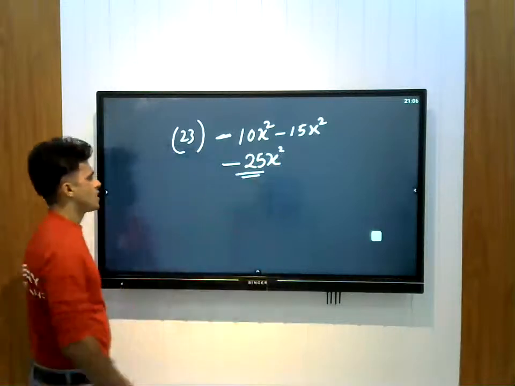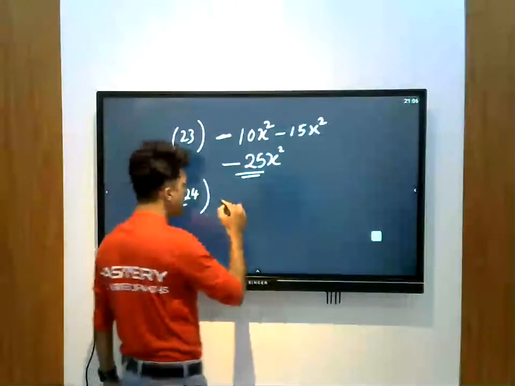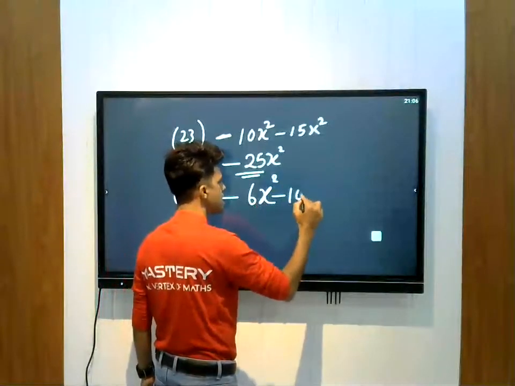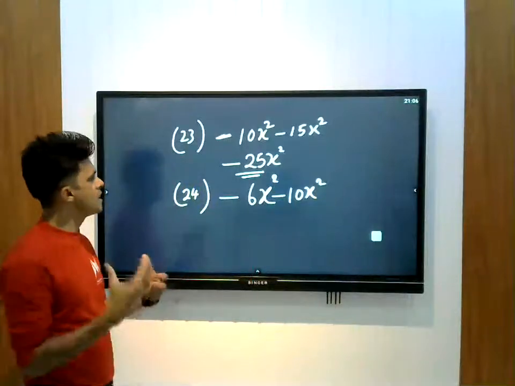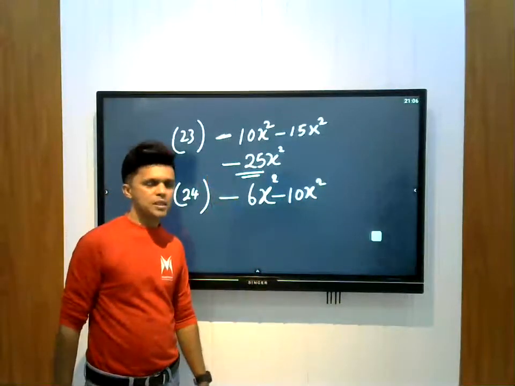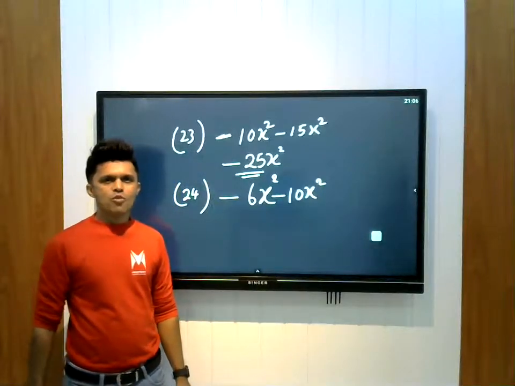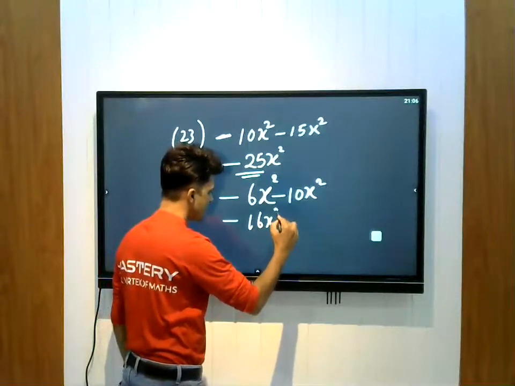Minus 25x squared. So the 24th question, minus 6x squared minus 10x squared. Then you could use the knowledge gained in the 23rd question. Here, minus 6x squared minus 10x squared, then what's the answer? Minus 16x squared is the answer.